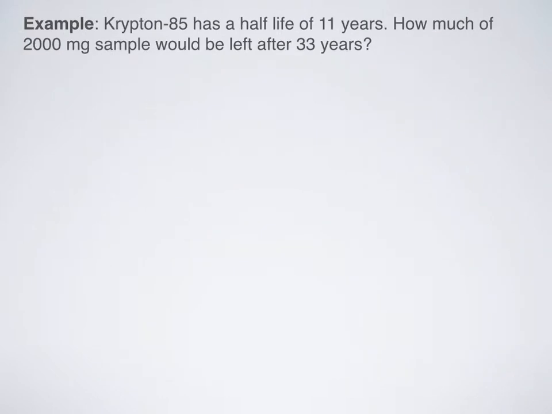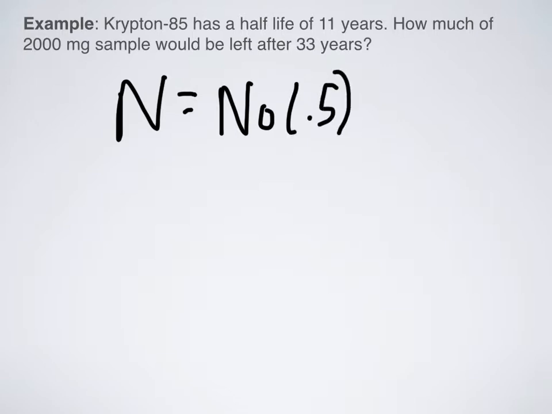Alright, so let's try to solve another one. Krypton 85 has a half-life of 11 years. How much of a 2,000 milligram sample would be left after 33 years? Again, given lots of information, but I always have to use the same exact equation. Okay, and so my equation looks like this. That's a T. So I have to start getting information from this. So it says how much would be left after a certain length of time.